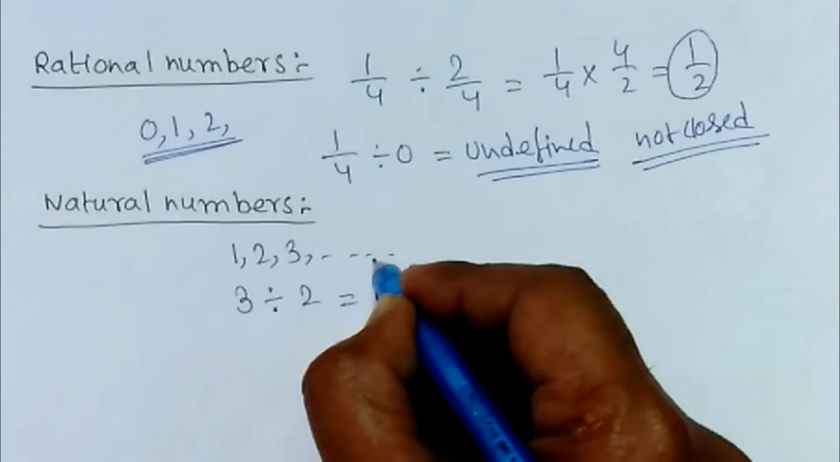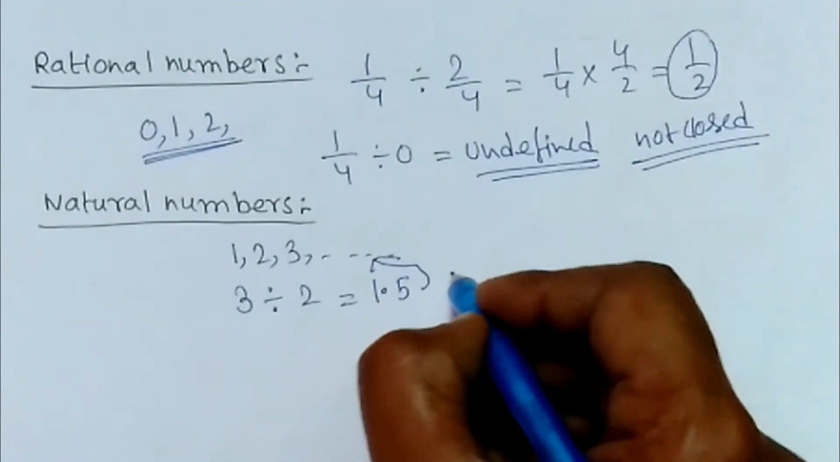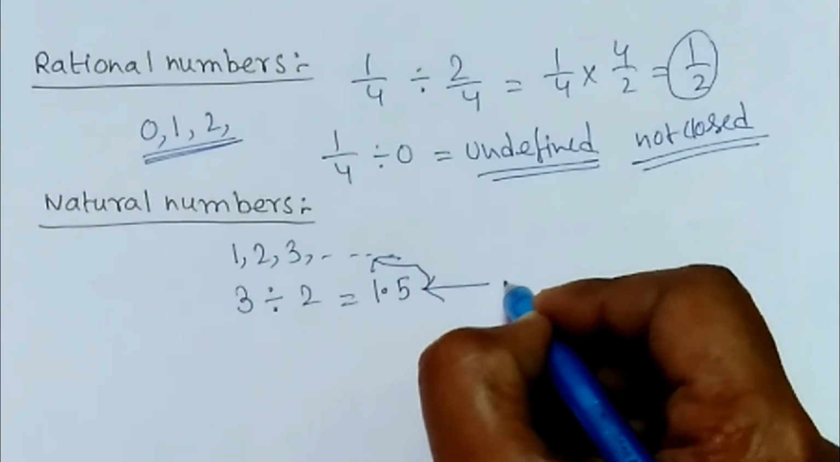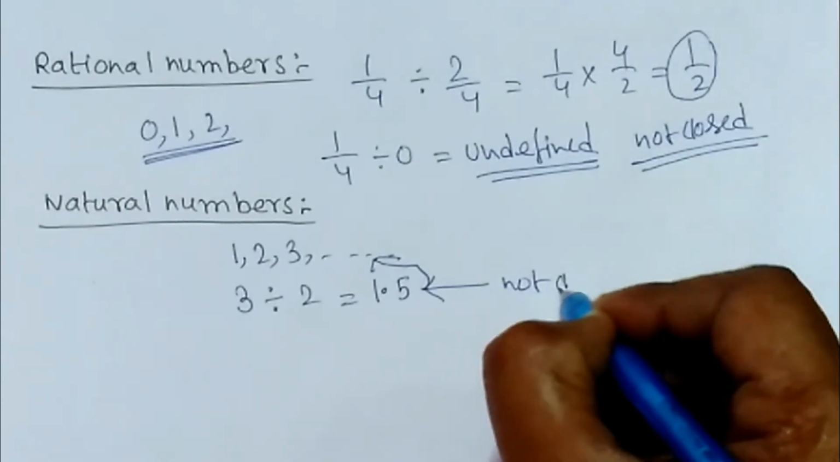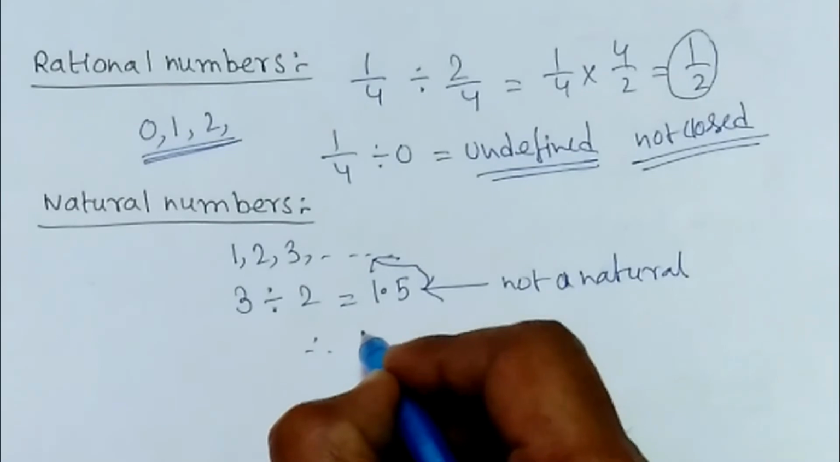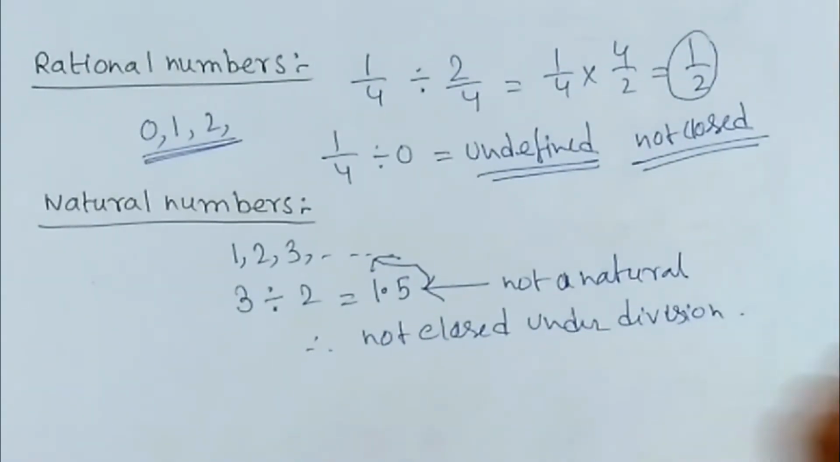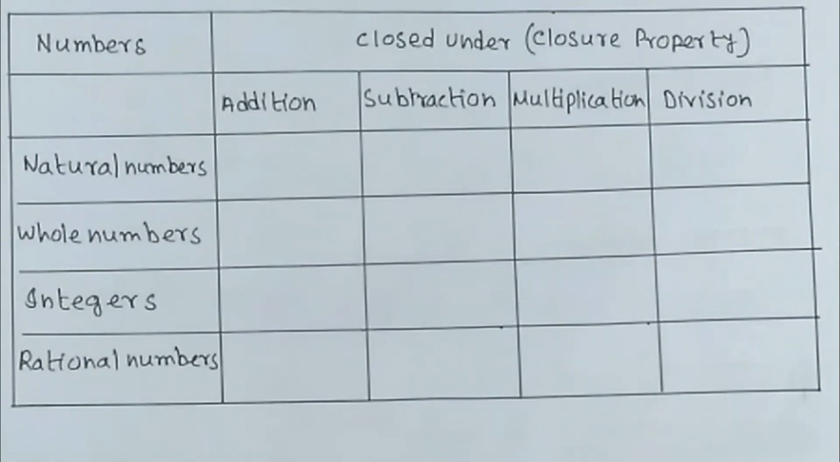For natural numbers, if we divide, we can check similarly that the result need not be a natural number. Therefore, natural numbers are also not closed under division. Right? Let us form a table.